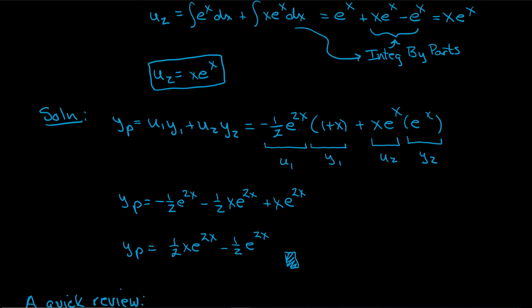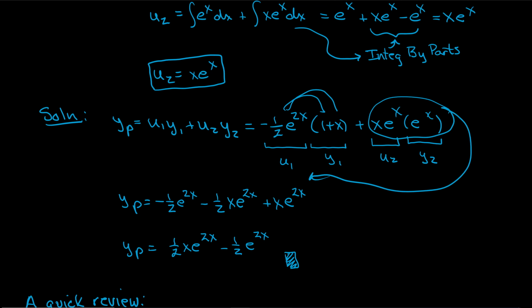What you can do then is distribute out this negative 1/2 e to the x times the 1 and the x. When you do that, what you're going to have is a negative 1/2 e to the x minus 1/2 x e to the 2x. Now, over here on the far right, when you multiply these together, you're going to get x e to the 2x. Remember, you add the exponents.